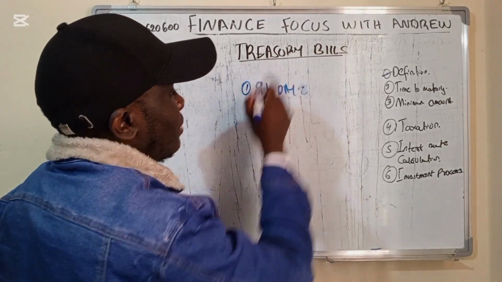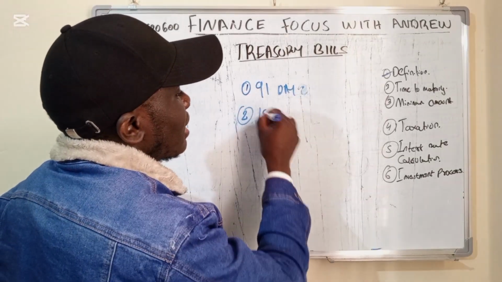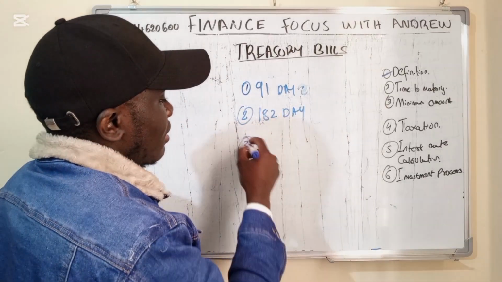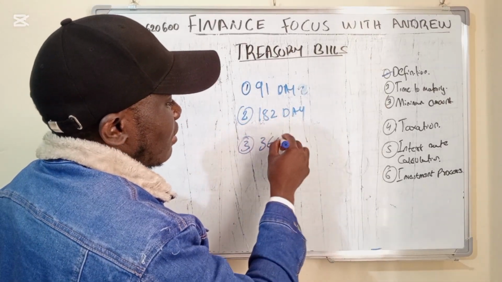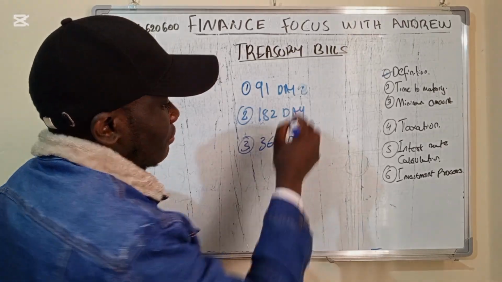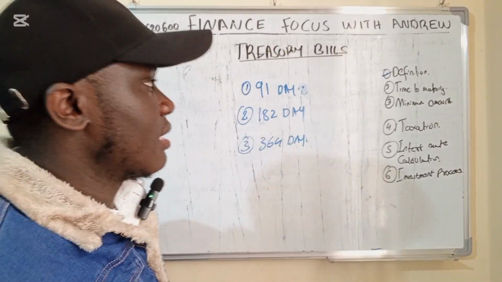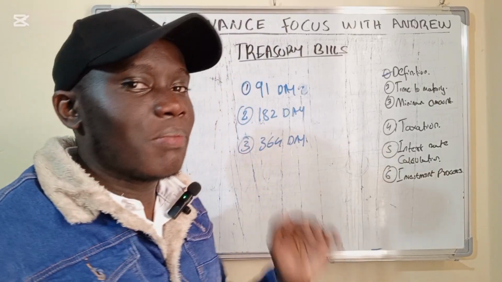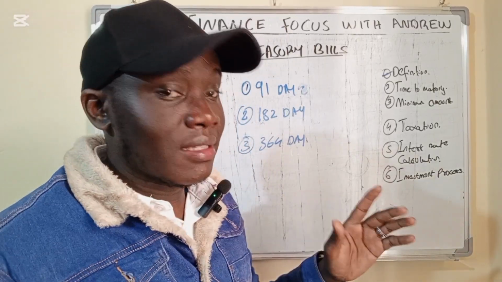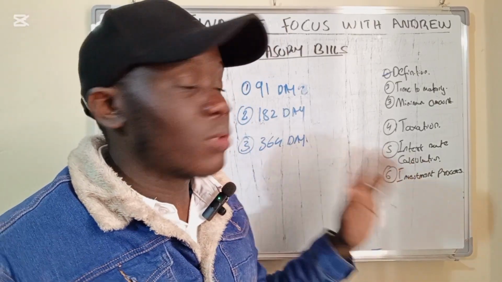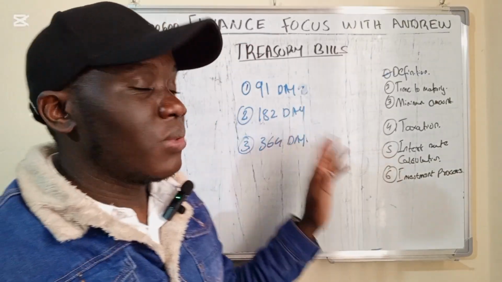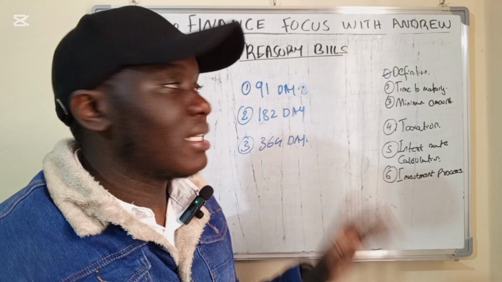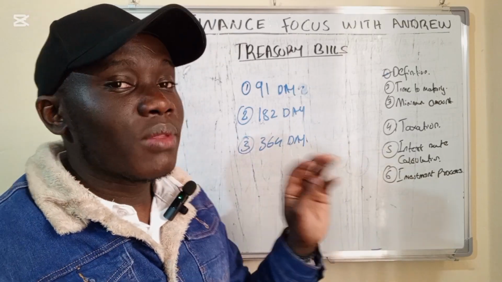91 days. Number 2, the 182 days. And number 3, we have the 364 days. So that is it. It is a short-term investment. The longest period that we have is 364 days, which is equivalent to 1 year. The 182 days is equivalent to 6 months, and the 91 days is equivalent to 3 months.